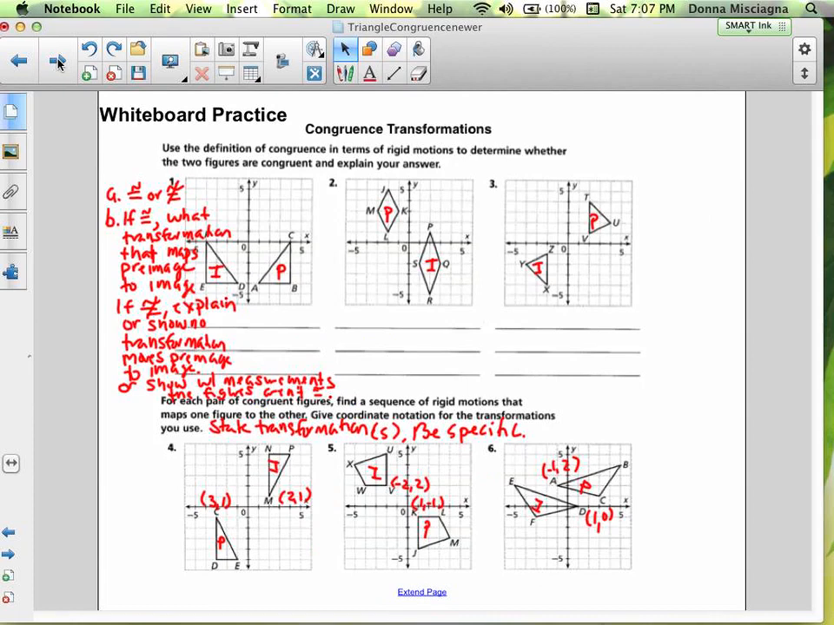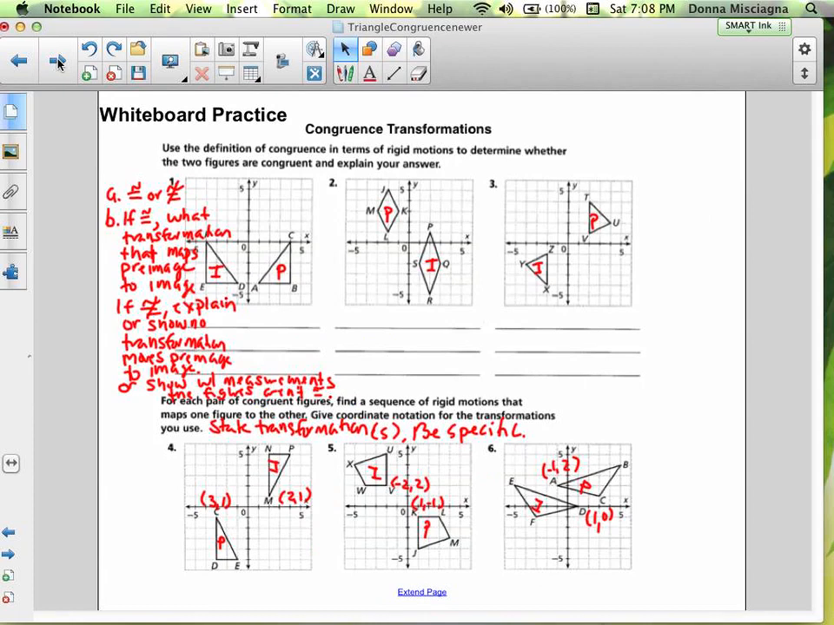You're going to use the definition of congruence in terms of rigid motions to determine whether the two figures are congruent and explain your answers. All right, so I've marked in there who's going to be the image and who's going to be the pre-image, because you don't have a statement there for you to know which way it goes. That way you know which way you're mapping. Now I want to clarify, what does it mean to use the definition of congruence in terms of rigid motions to determine whether the two figures are congruent and explain your answers?